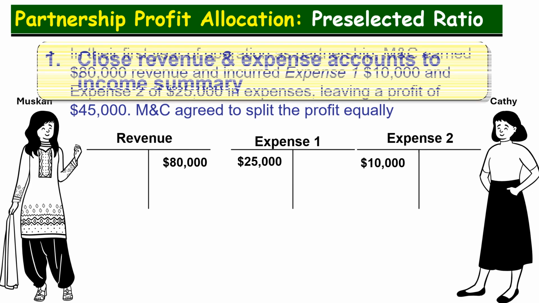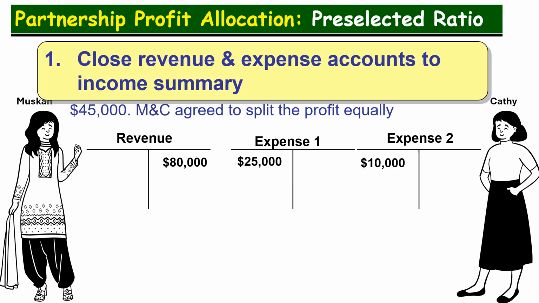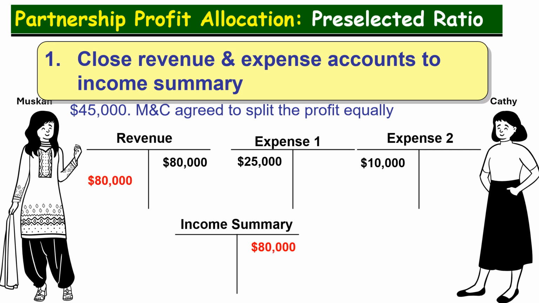So to close these, the first step is obviously to close the revenue and expense accounts to income summary. So we need another account called income summary to close revenue and expenses to this account. Starting with the revenue, $80,000 is on the credit side of the revenue account. To close that, meaning to make the balance zero, we need to put 80,000 on the debit side of the revenue account. So we are going to debit the revenue account 80,000 and credit the income summary. So now the revenue account has a zero balance, debit minus credit.